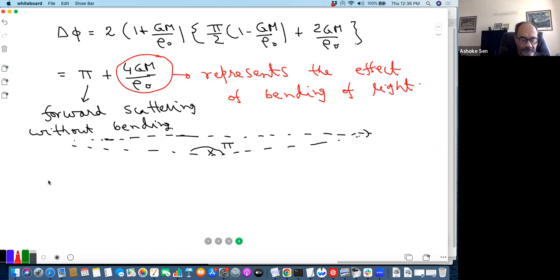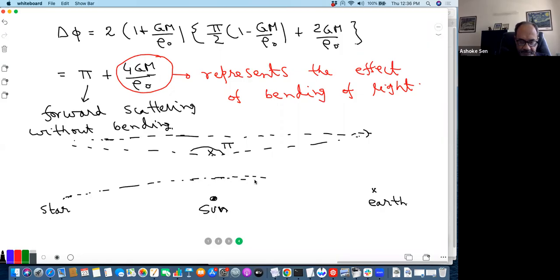So, shift in the apparent position. Let me draw this picture again here. Let's suppose there is a star here. Well, let's call it sun, that's how it was observed in the first place. So suppose this is the sun, and this is some distant star whose light we are seeing. This is us. And then the light ray from the star comes, bends, and reaches us.